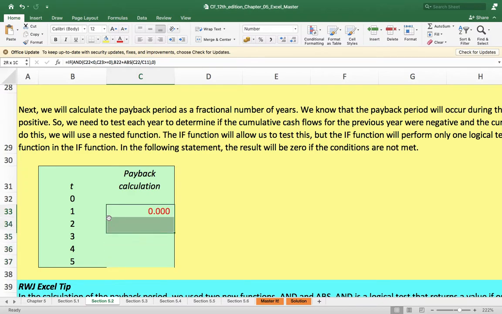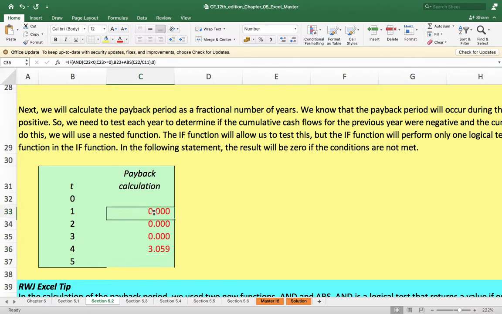So before completely copying this formula, let us go to the next year. Next year also you see, if C23 is less than 0 and C24 is greater than or equal to 0, then count the number of years, or else give me 0. That is also negative, so it gave you 0. Again the cumulative cash flow is negative, that's why it is coming 0. Again, in the fourth year you are getting 3.059, that is the payback period.